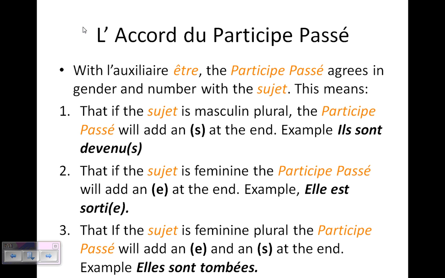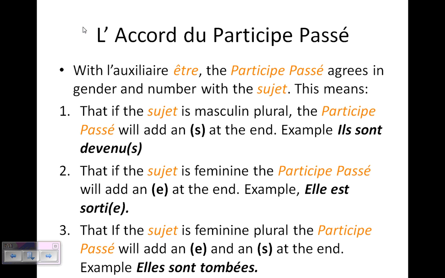Third, if the subject or sujet is feminine plural, the participe passé will add an E and an S at the end. I'll give you an example. Elles sont tombées. Look how it's spelled. If it was singular, it would have been spelled tombé, T-O-M-B-E with an accent, and that's it. Instead, you add an E because it's feminine and an S because it's feminine plural. So you have to agree the participe passé with the subject that we're talking about.